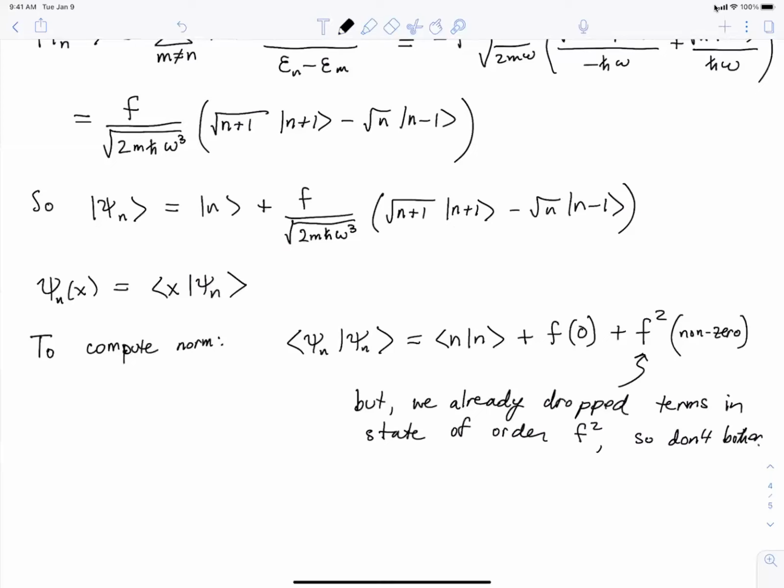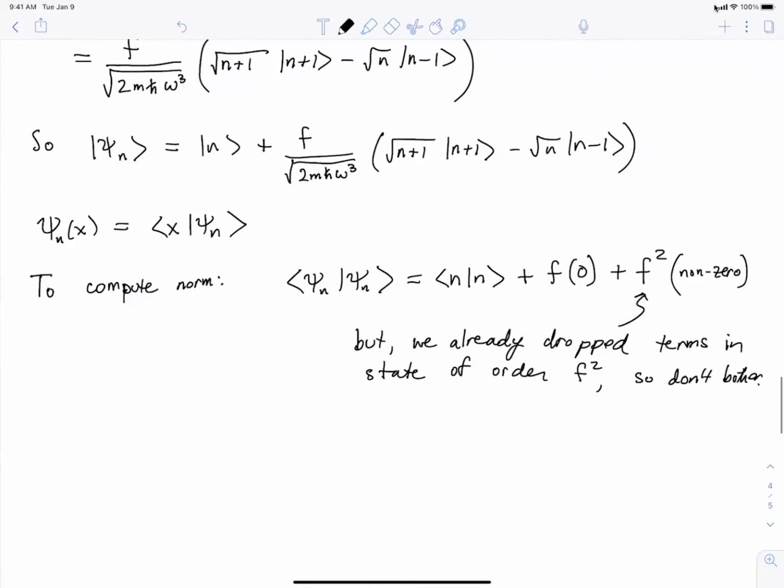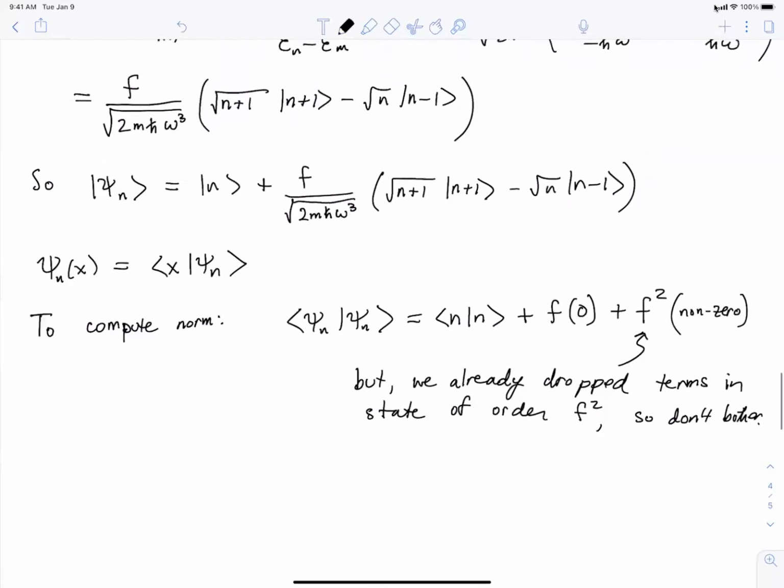Okay, so in other words, really to the order in perturbation theory that we're working, this state really does have unit norm, even though as an exact statement, it doesn't. All right, questions on that example?